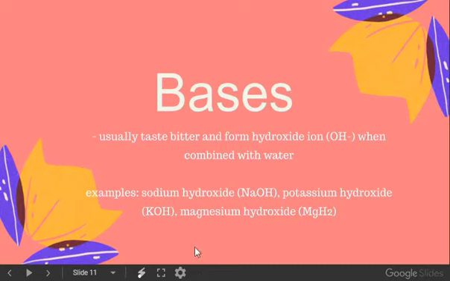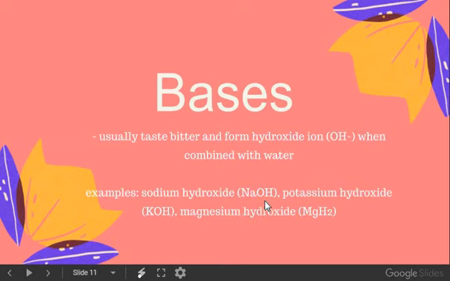Next, bases. Ang bases naman usually taste bitter and form hydrogen hydroxide ion, OH minus. So when combined with water. So the examples are sodium hydroxide, NaOH, potassium hydroxide, KOH, and magnesium hydroxide, MgH2. So ang bases naman ay mapapait.